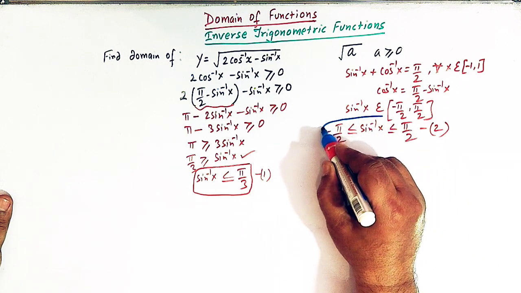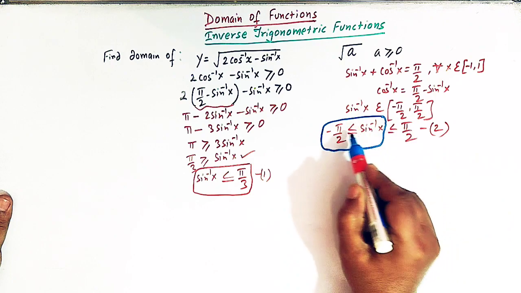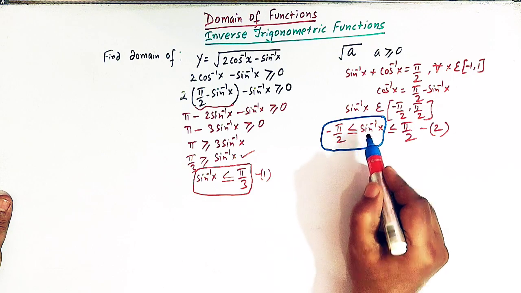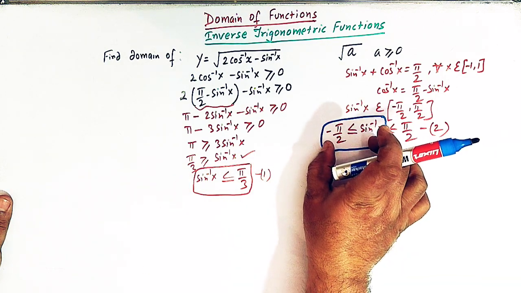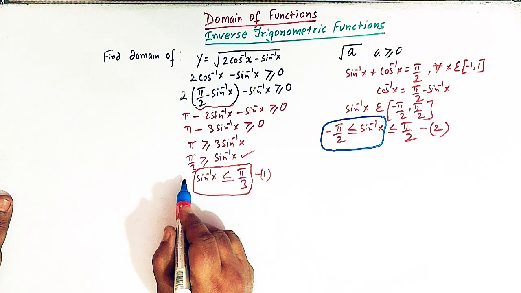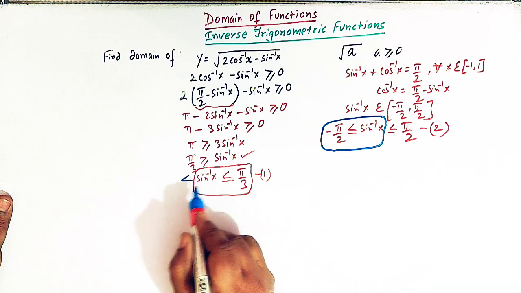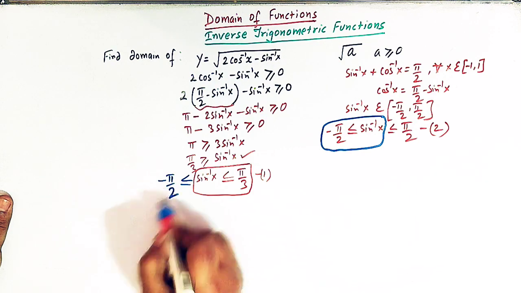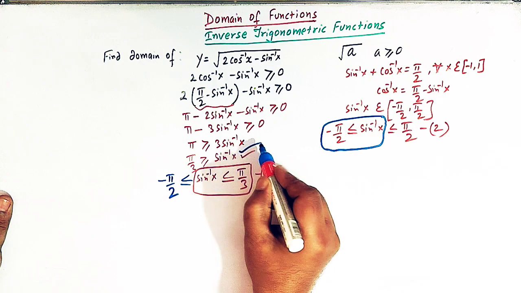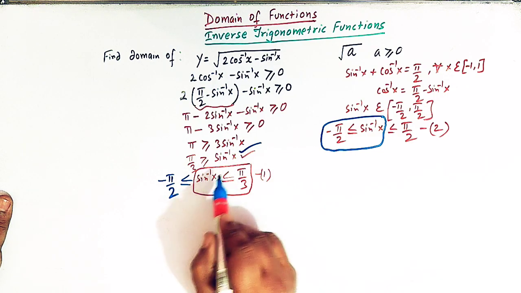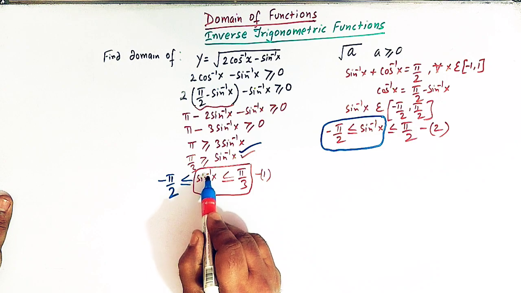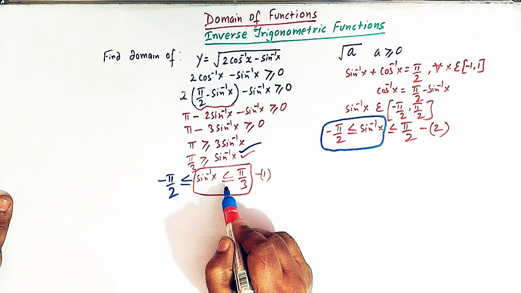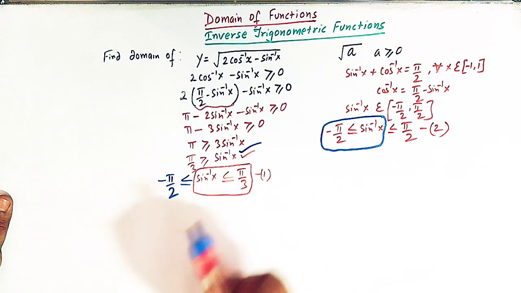Now see here we have sine inverse x greater than or equal to minus pi by 2, right? So here if we insert this part in this inequality, then we can write sine inverse x greater than or equal to minus pi by 2, right? So now this inequality can also be redefined as sine inverse x greater than or equal to minus pi by 2 but less than or equal to pi by 3.